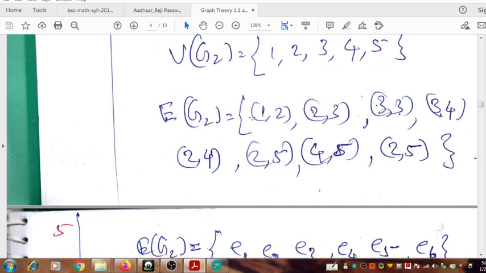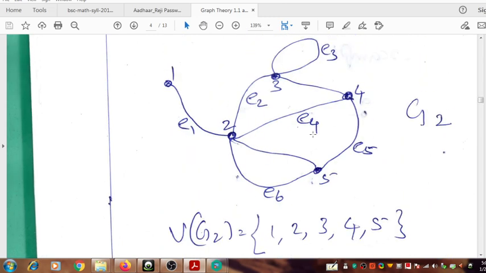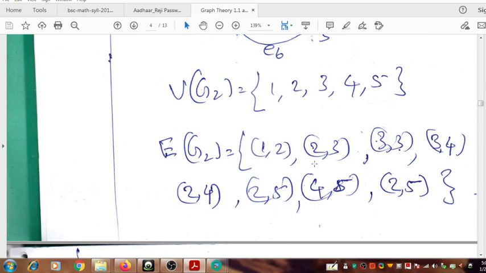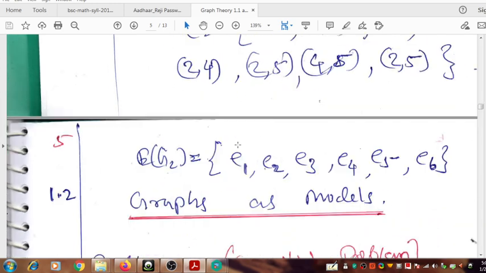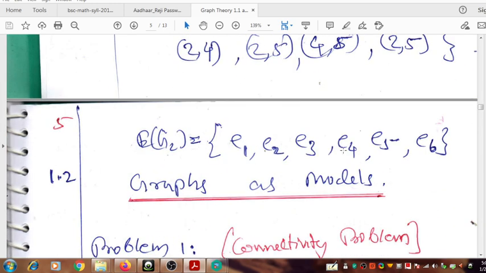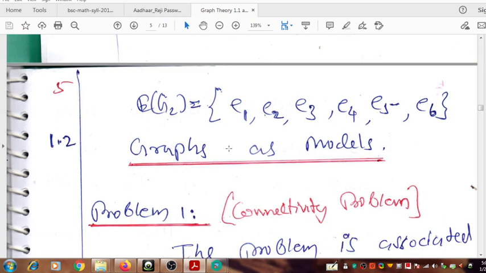First that is written as 1 2, 2 3, 3 3, 3 4, etc. Looking at the figure, you can identify the vertices that come as the end points or end vertices of the edges, and then using them you can write this set. And this is another representation. This way also you can write the edge set of the second graph G2.